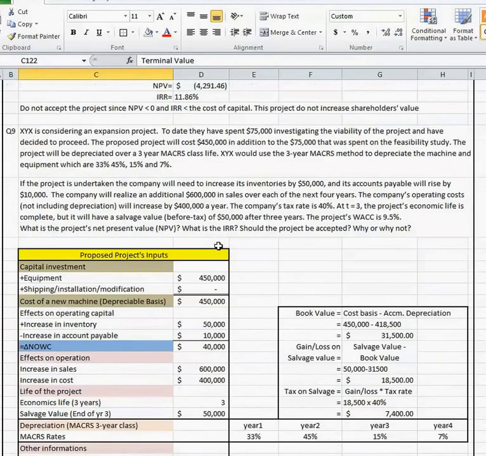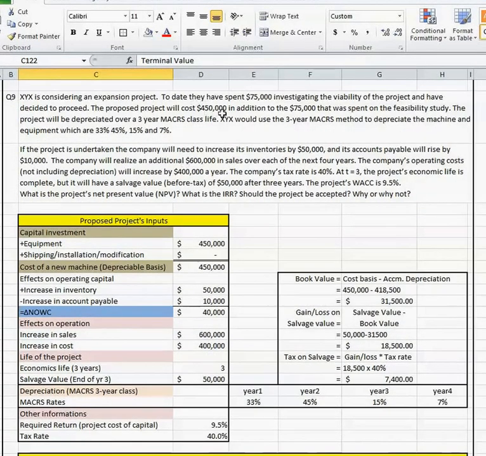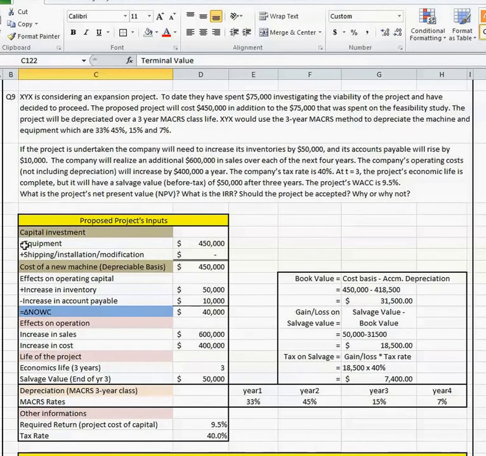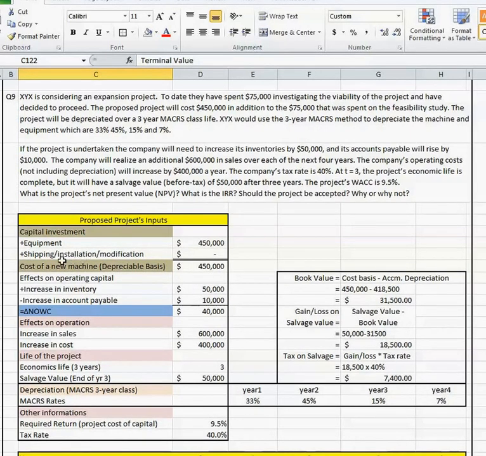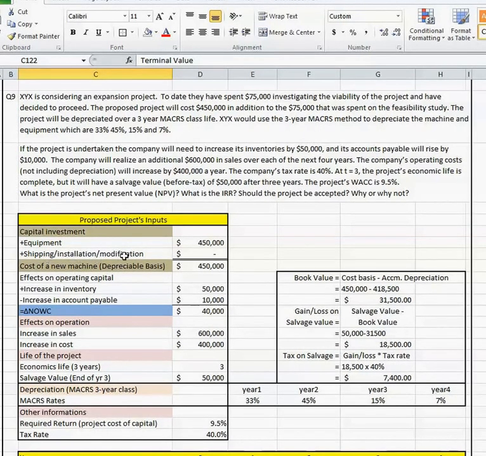So in this problem, basically you have $450,000. That's the cost of the machine. Here I am doing this one equals to plus because I would like to know the cost of the new machine, which is the depreciable basis. That includes equipment, shipping, handling, installation, modification, anything associated with this machine. That's going to be included in the price of the machine. So that's going to be your depreciable basis.